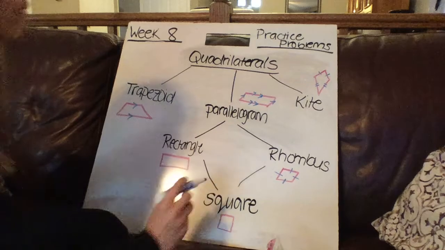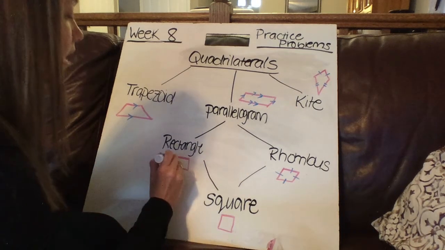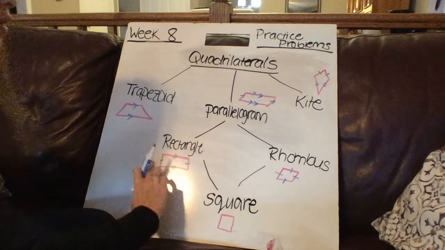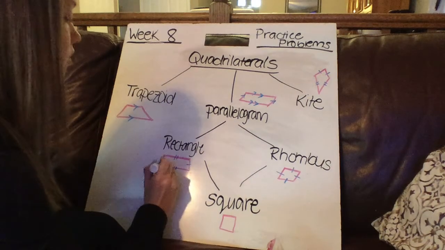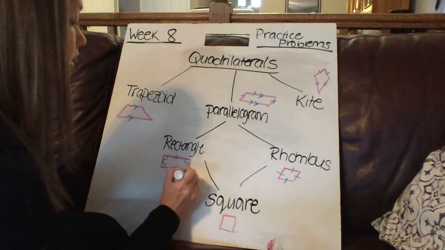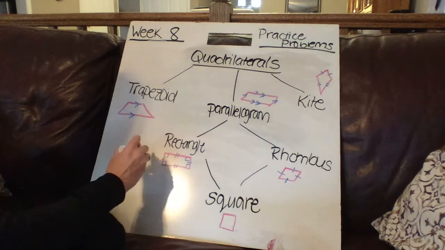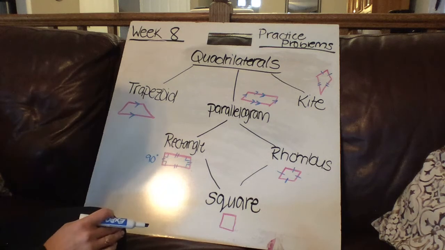However, rectangles have more important properties. The opposite sides are equal to each other, so the two long sides are equal and the two short sides are equal. Also, all angles are 90 degrees. So that means each angle is equal to 90 degrees, a right angle.